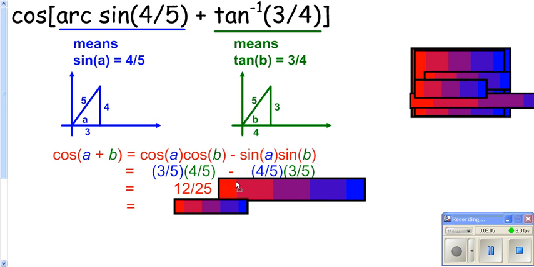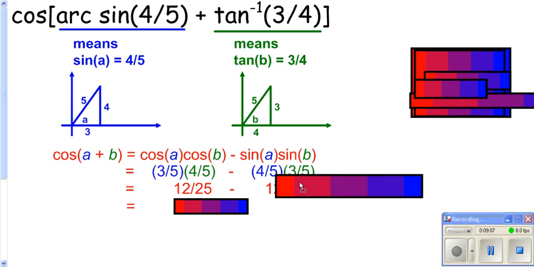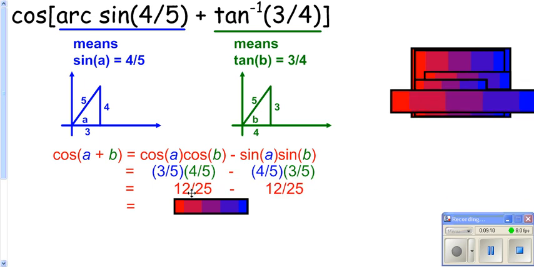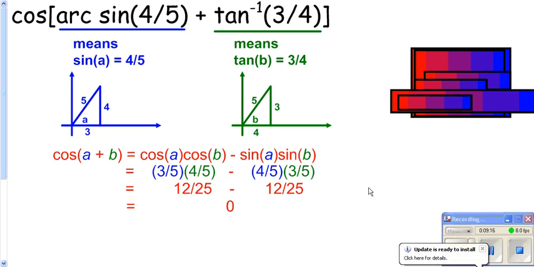Multiply the first two together. Multiply the last two together. And we have to subtract, and we get 0. So our answer for this whole problem is 0.